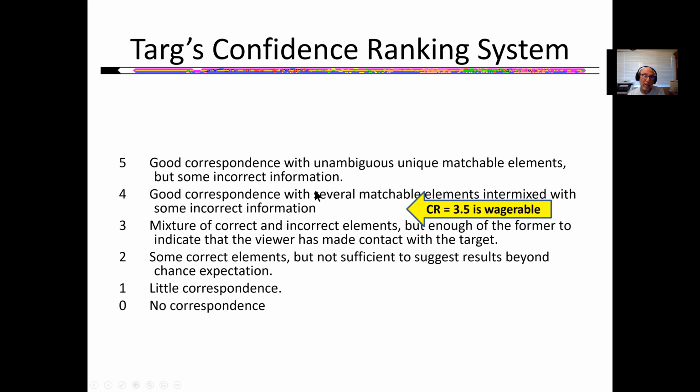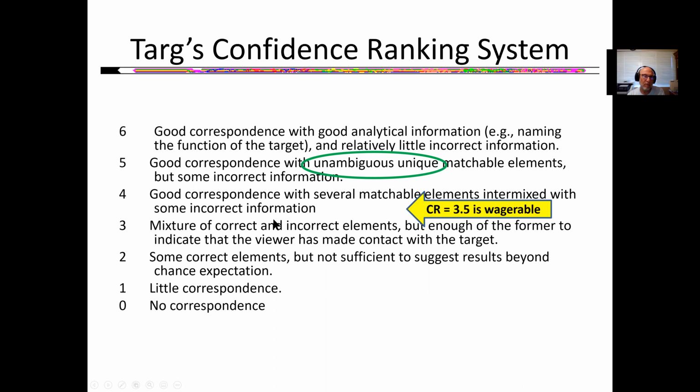A 5 is very strong. Notice the good correspondence, but now he added unambiguous, unique matchable elements, but some incorrect information is still around. But words like unambiguous and unique, they need to be pretty strong matches with his elements, what you have on your transcript in terms of words and sketches. Now, a 6 begins to bring in analytical information. This is the stuff from your left brain, beginning to maybe name things and the function of it.